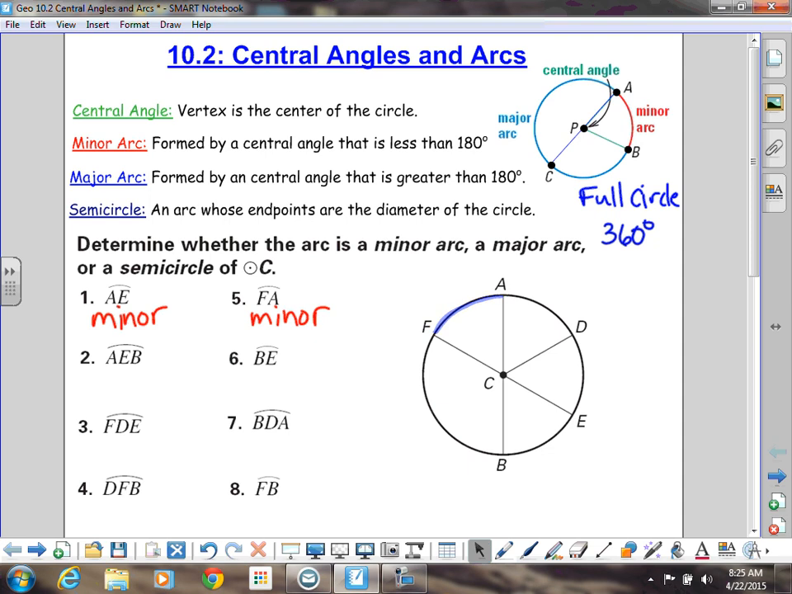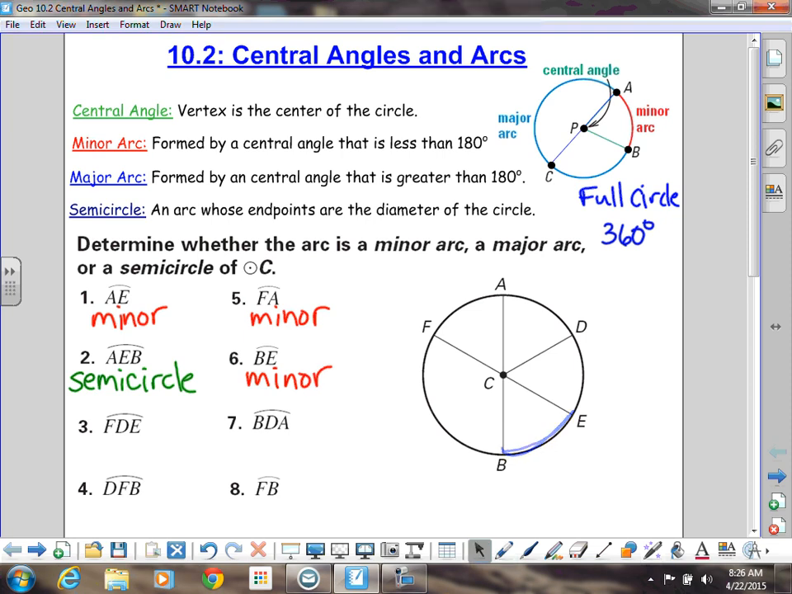Now when they have three letters, like in number 2, A, E, B, I have to trace it in that order. So I'm going to go from A to E to B. Do you notice how that's all the way cut in half? So that's going to be a semicircle. It's exactly 180 degrees. And then I'm going to trace out BE. From B to E, again, that's definitely less than 180, so we're going to call that a minor arc.